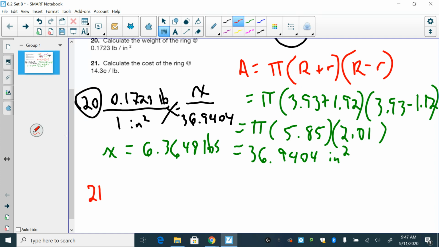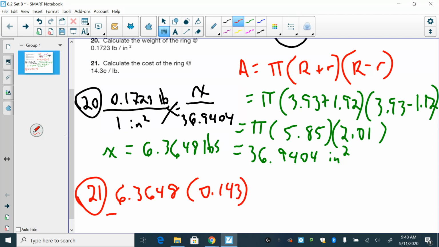So for 21, be careful with this. I find students like to write in 14.3 and multiply that with the 6.3648. But remember, that's in cents, and I'm going to want the final answer in dollars. So the key is I'm going to write the 14.3 cents as 0.143. That's the better way to go about it. Then you know you're working with dollars. So I'm going to go 6.3648 times 0.143 equals.